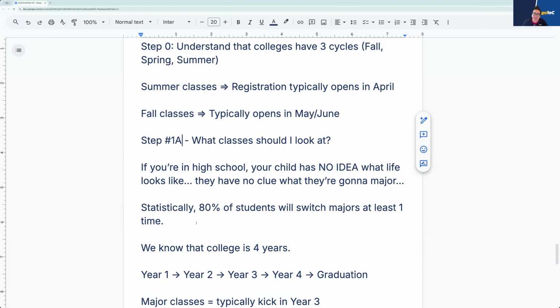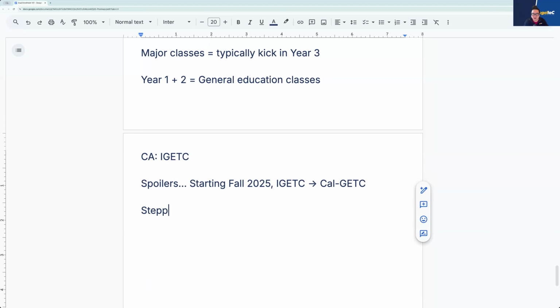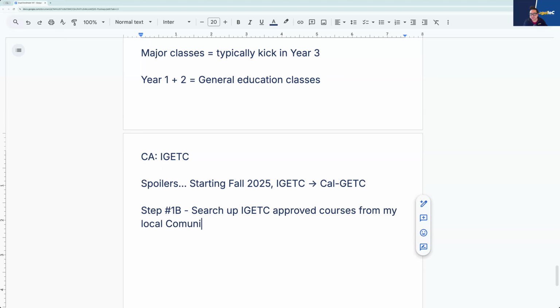So first off, we need to know what classes to take, right? In terms of step 1B, what specific classes do you want to look at? So I want to search up the approved courses from my local community college, right?